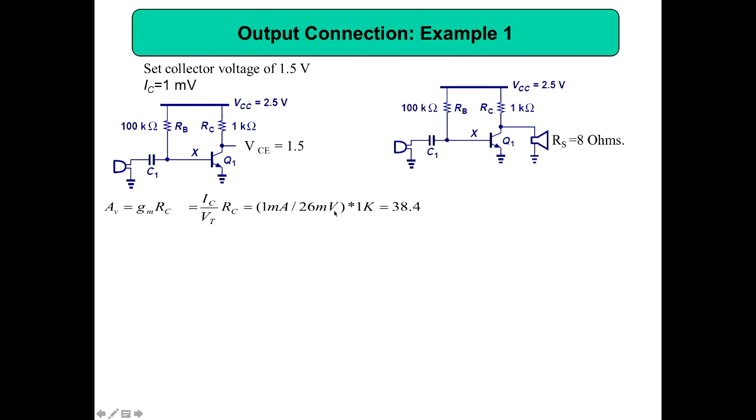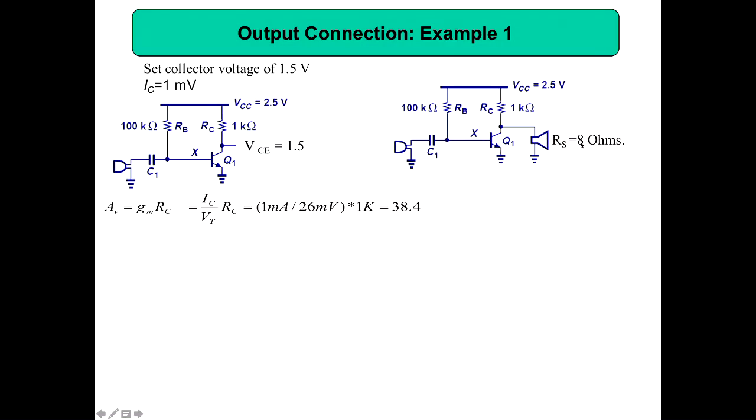Then what we did is we connected a speaker. So this is what you wanted. You wanted 38.4. You designed an amplifier. Then you gave it to someone else and said, okay, my gain is 38.4. This amplifier we designed for 38.4. Then somebody takes your amplifier and connects a speaker for amplifying, because here you have a microphone and here is a speaker.